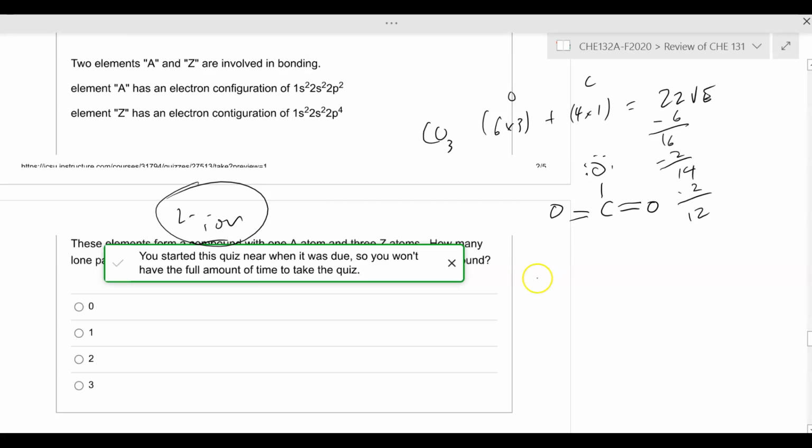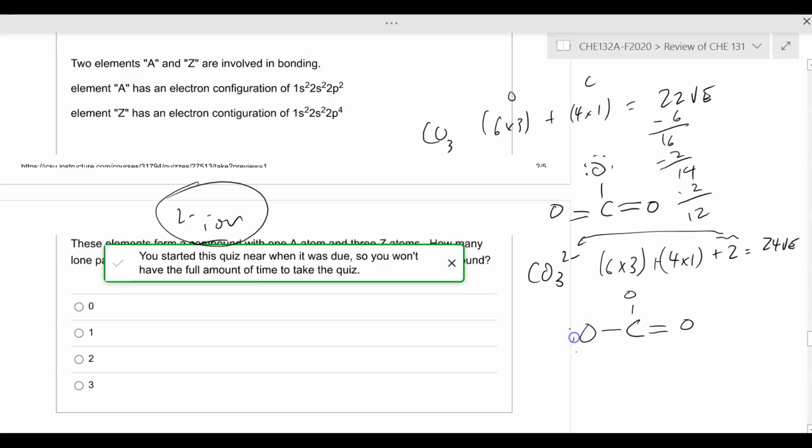Let's look at the 2 minus ion. So if I have CO3 2 minus, that's again 6 times 3 plus 4 times 1 plus 2 electrons, and the plus 2 electrons comes from the 2 minus ion. So that gives us 24 valence electrons, and that gives us a structure that looks like this. Where essentially the 2 minus charge is carried as a -1 formal charge on each one of those oxygens with a single bond. So that was what I was looking for there, so I'll give free credit on this one for you.